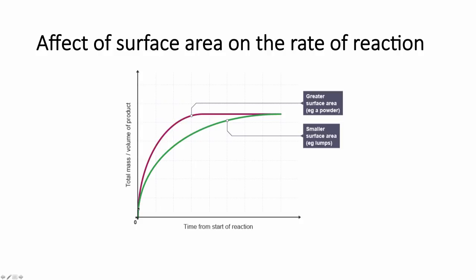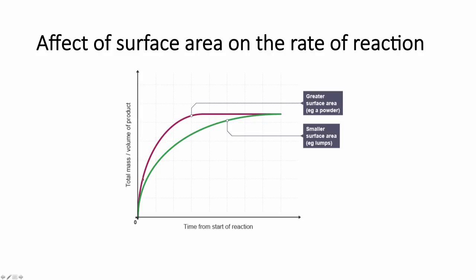So you can see from these two lines that the steeper line, therefore the one with the faster rate of reaction, happens with something with a larger surface area, e.g. a powder, as opposed to something with a smaller surface area, lumps. Note also that they both finish in the same place. That's because we have the same amount of reactant, the only variable that we've changed is the surface area.